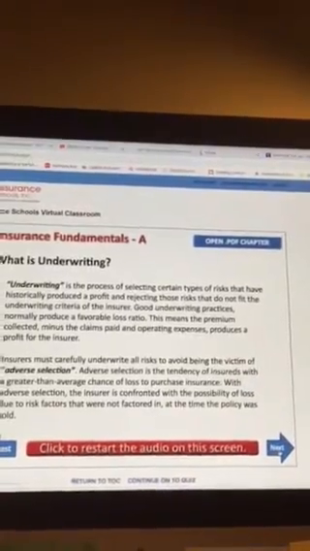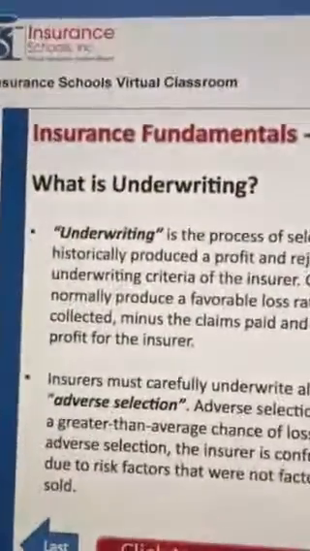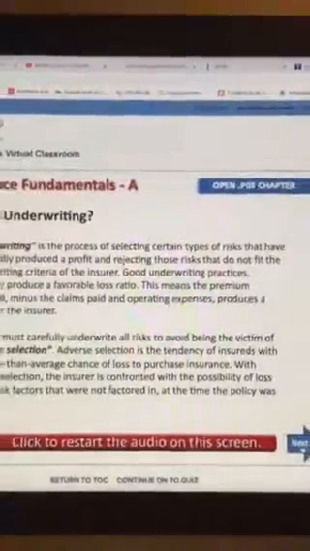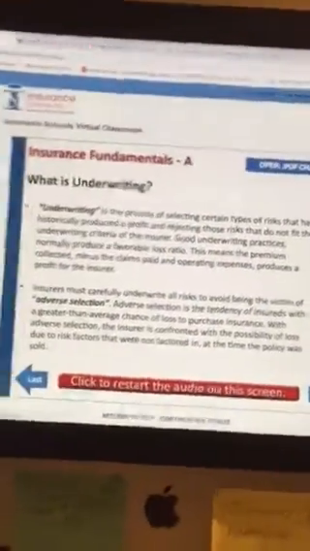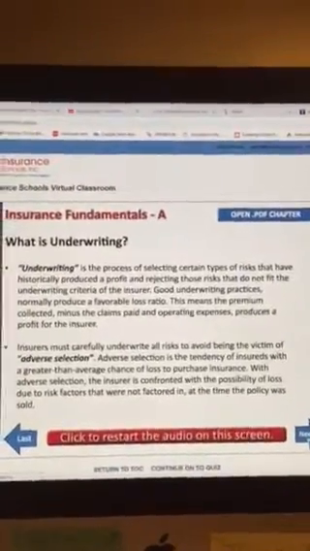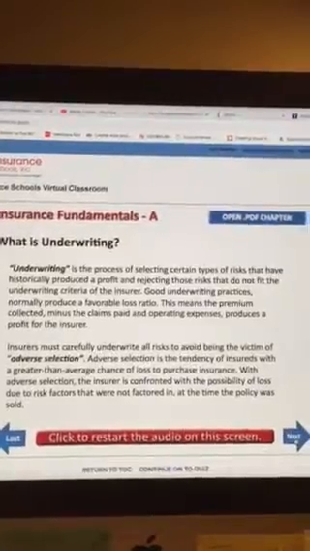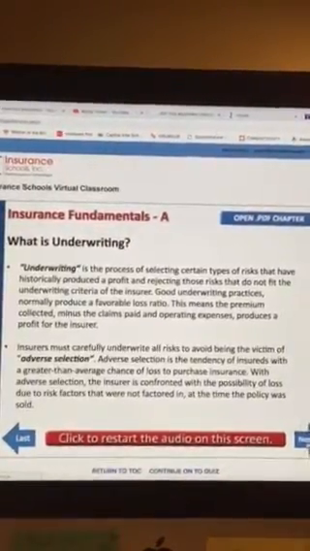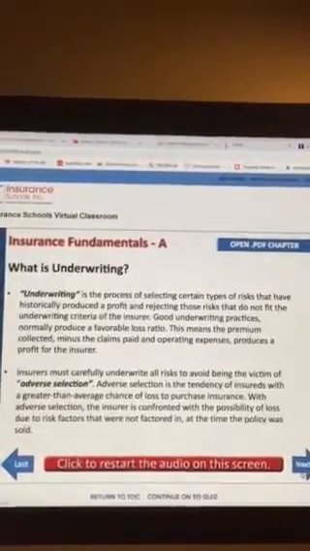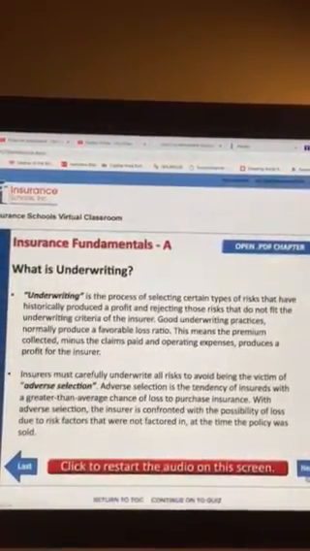Underwriting is extremely important to insurance companies. Underwriting is the process of selecting certain types of risks that have historically produced a profit, and rejecting those risks that do not fit the underwriting criteria of the insurer. Good underwriting practices normally produce a favorable loss ratio. This means the premium collected, minus the claims paid and operating expenses, produces a profit for the insurer.